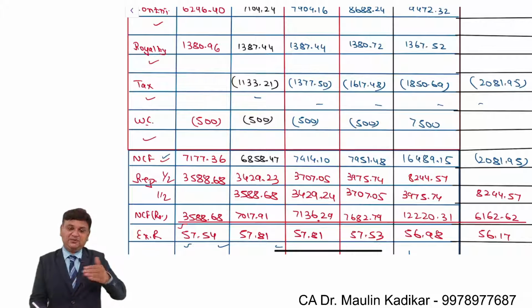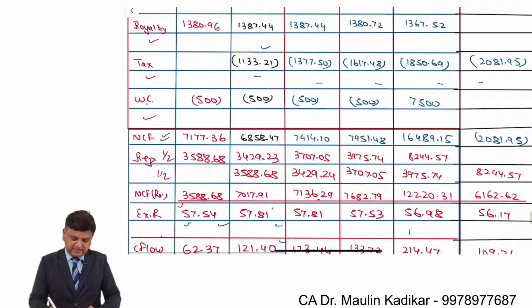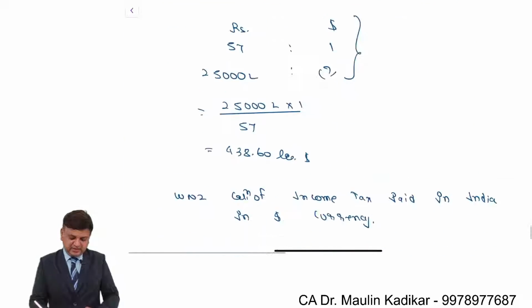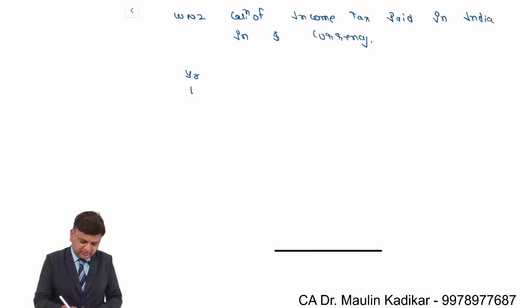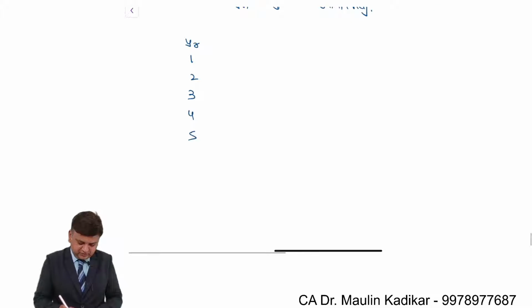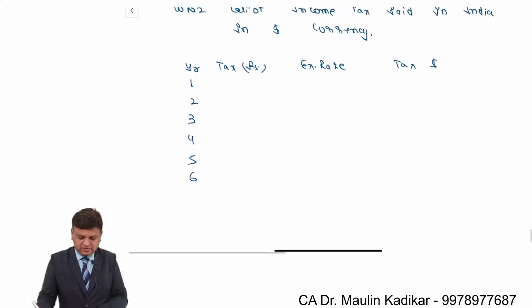Because whatever the tax that we have to pay over here, from that say for this amount will get an exemption due to double taxation avoidance agreement. So this is the tax liability of India divided by the exchange rate. This is the tax liability paid in India divided by exchange rate. So it starts from end of year 2 onwards. So year 1, year 2, year 3, year 4, year 5, year 6. Tax in rupees term, exchange rate, and tax in dollar currency.